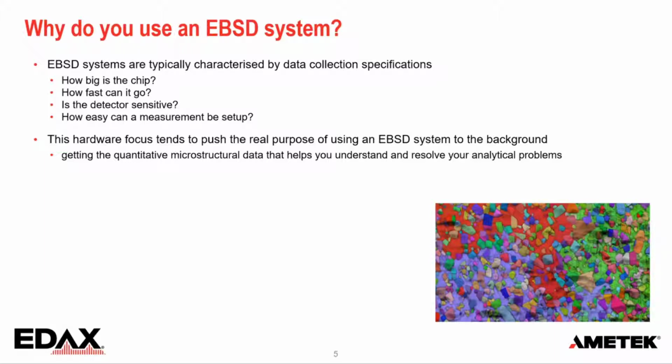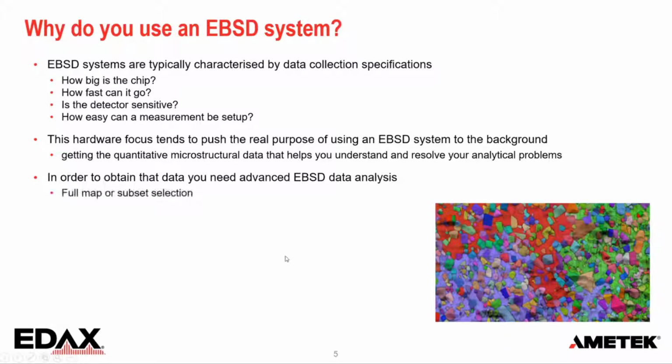So what you really want to do is understand your material. So you need to get the quantitative data that helps you understand your materials, your samples, and resolve your analytical problems. So what do you need for that? Obviously, data analysis is really important. And some of the features we have in OIM Analysis that are going to help you with this is full map, that's single button tools, but also subset selection. So specific areas on your sample or on your data set that you want to work with.